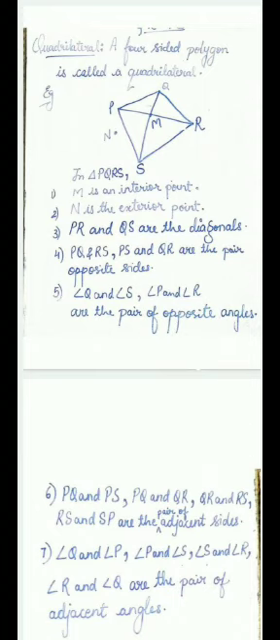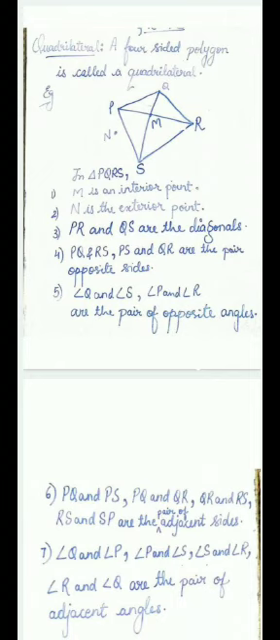Now let's discuss point 7, that is adjacent angles. Angle Q, angle P, angle S and angle R. If we talk about a pair of adjacent angles, so angle P and angle Q, this is a pair of adjacent angles. Similarly, angle Q and angle R is the other pair of adjacent angles. Similarly, angle R and angle S is the other pair of adjacent angles.